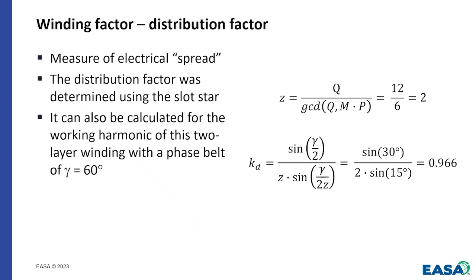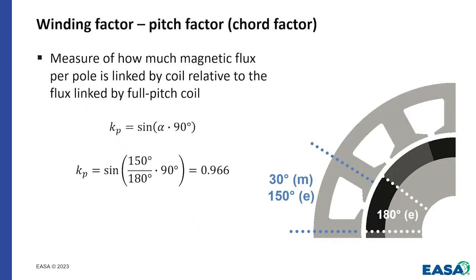The second component of that winding factor is what we call the pitch factor or the chord factor. This relates to how wide the coil is versus the magnetic pole. So you can almost think of a butterfly net. If your coil is the ring of that net and you run through a bunch of butterflies, the larger your net is, the more of the butterflies you're going to catch.